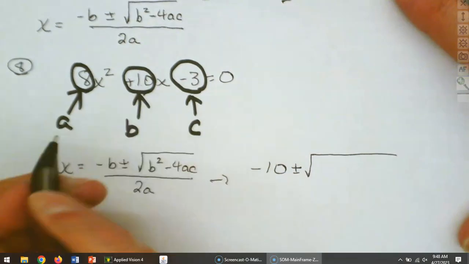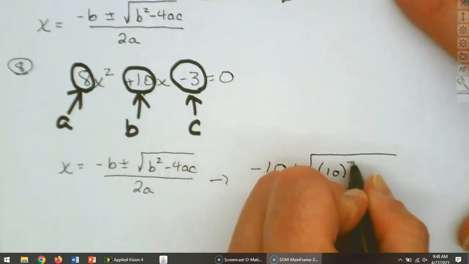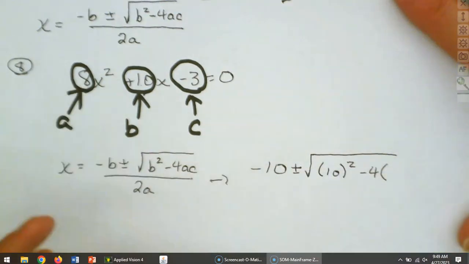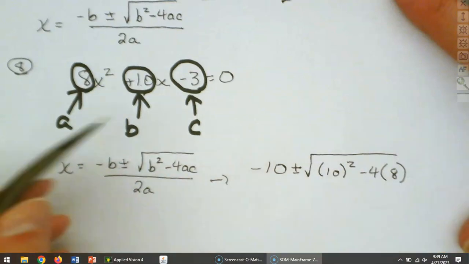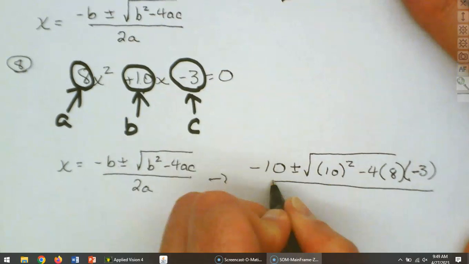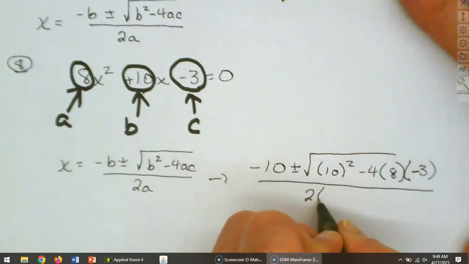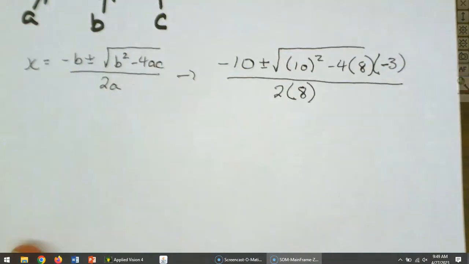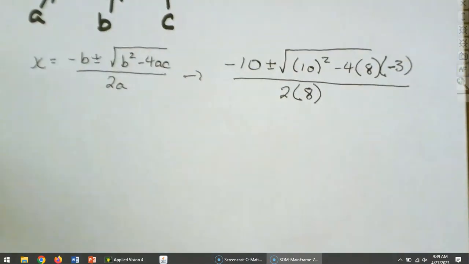of 10 squared minus 4 times a, which is an 8, times c, which is a negative 3, all over 2 times 8. So it's pretty straightforward, but students generally make mistakes with the signs if you're not really, really careful. So let's work this out.